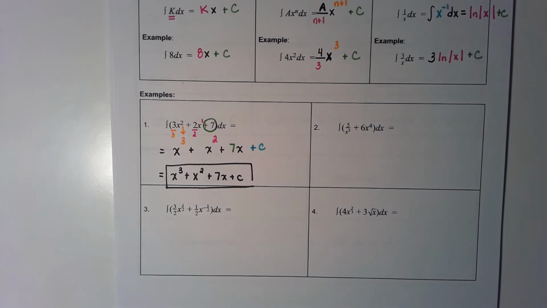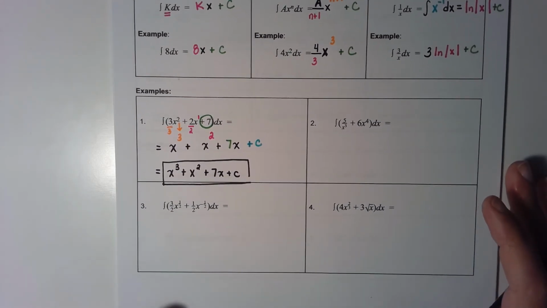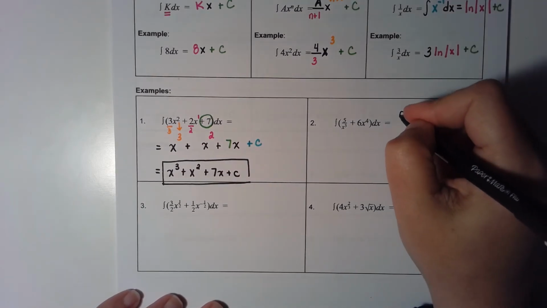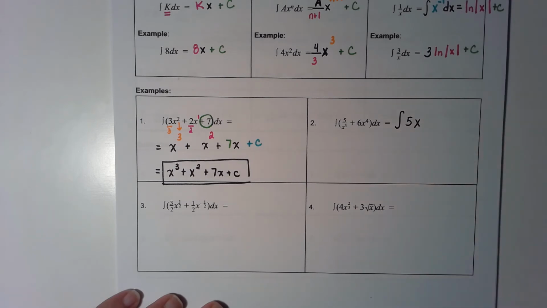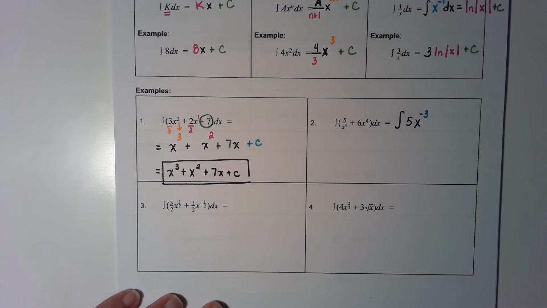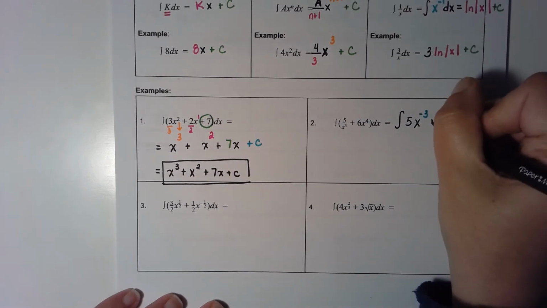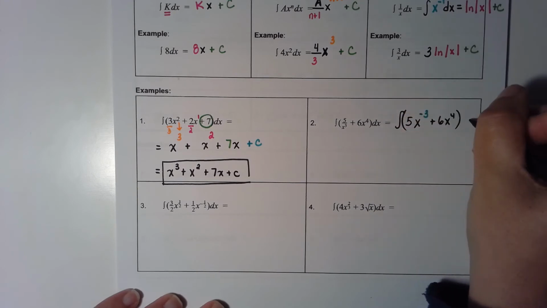Now let's try number 2. So number 2 says 5 over x cubed plus 6x to the fourth. The first thing that I like to do for these is I like to rewrite this with negative exponents instead of fractions. So what I really want to find here is the integral of 5x to the negative 3 power, I'm just rewriting that with a negative power, plus 6x to the fourth dx.